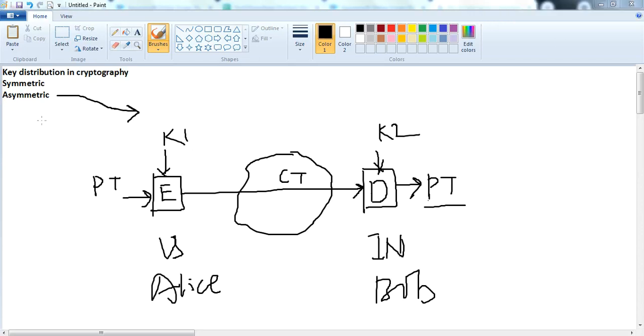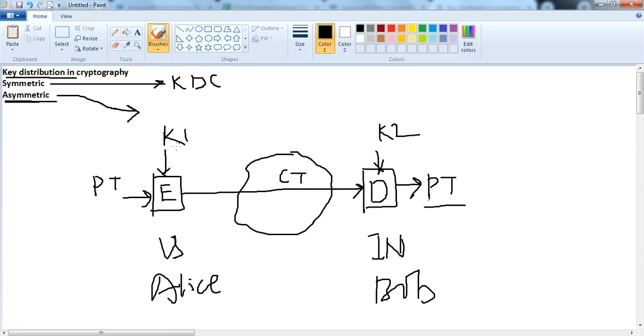Hello everyone. Now we know how to distribute the key in cryptography if the encryption system is asymmetric cryptography. We already know how the symmetric key is distributed between two users: the solution is the KDC, the Key Distribution Center, which provides a symmetric key to both users. Now what is the solution under asymmetric?